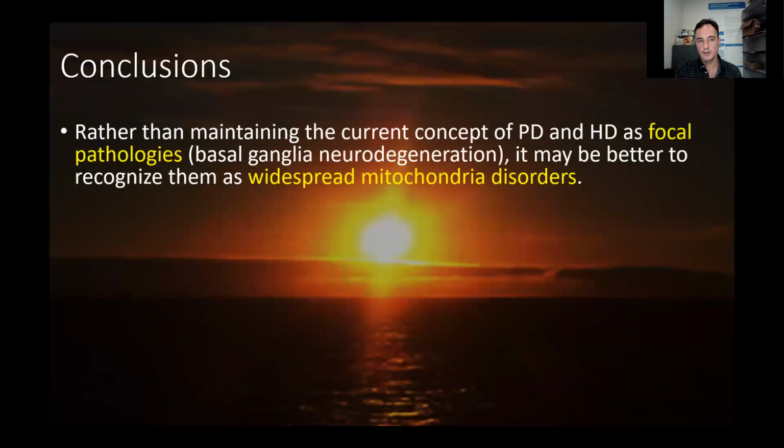Okay, so in conclusion, thank you for bearing with me the last half hour. I would state that rather than maintaining the current concept of Parkinson's and Huntington's as focal pathologies, that is basal ganglia neurodegenerative disorders, it's better to recognize them for what they are, which is widespread mitochondria disorders, whereby they afflict multiple structures in the brain and body, and the neurodegeneration is a response to the true pathology of mitochondria dysfunction.